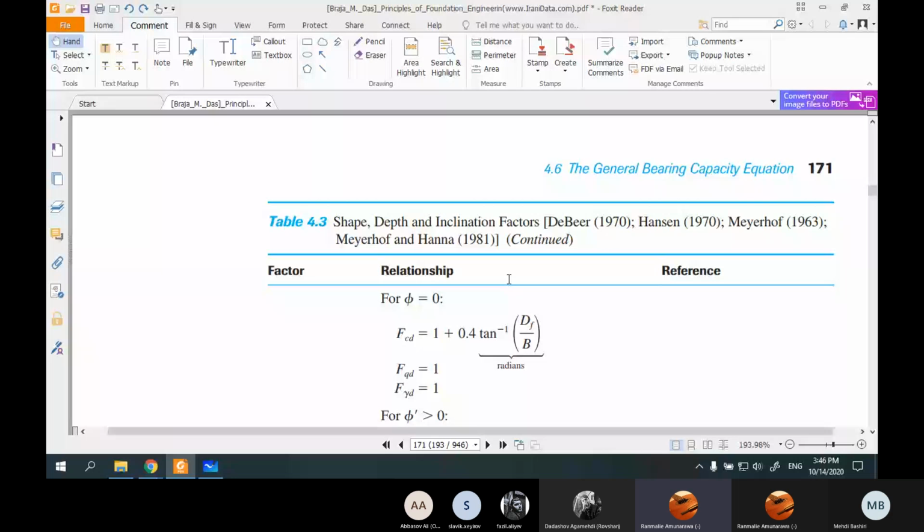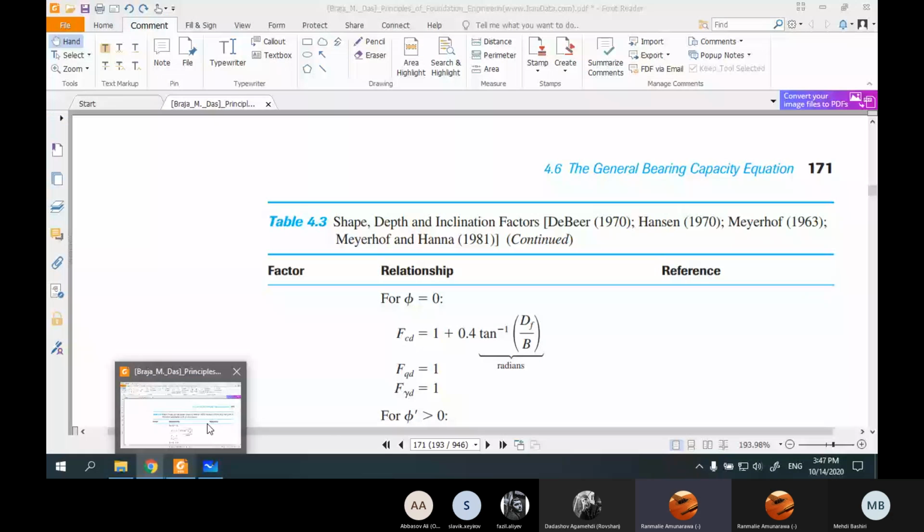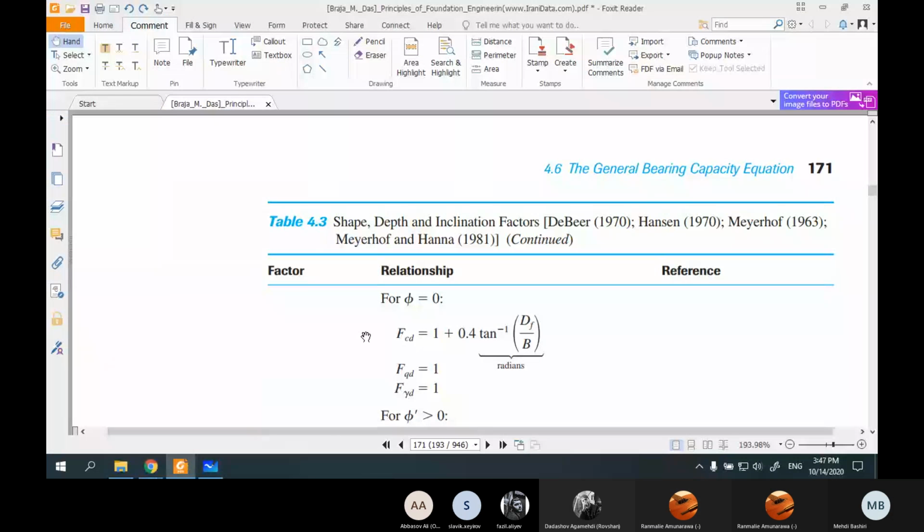And one more thing. C prime is for without the effect of water. Yes. C prime, because in soil engineering we are looking at soil, not water. We can't rely on water. So in all our equations, we just consider the prime values. It means soil without water.